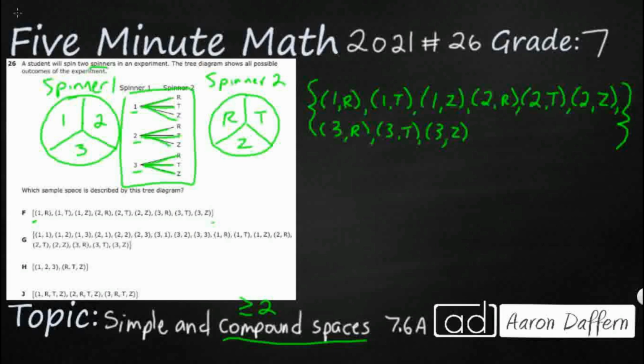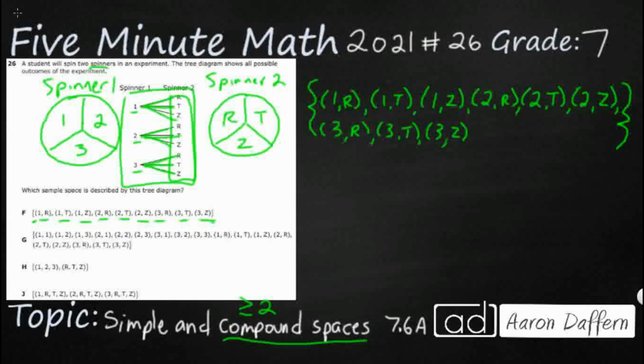So which of our answer selections, F, G, H, and J, look like that? Well, you look at F. Hold on, let's count. 1, 2, 3, 4, 5, 6, 7, 8, 9. That makes sense because I've got 9 options here in the second column. And F is the only one that looks like it's got 9. So let's make sure it matches up. 1R, 1T, 1Z. Yep. 2R, 2T, 2Z. Yep. 3R, 3T, 3Z. So that looks good.